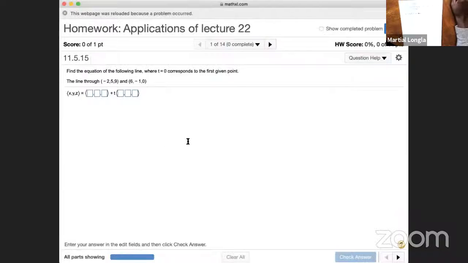So what we will do today will be explaining things using concrete problems. So I am going to share here problems that I have here that you also requested to solve as practice problems. So the first question is, find the equation of the line, making sure that t equals 0 corresponds to the given point.